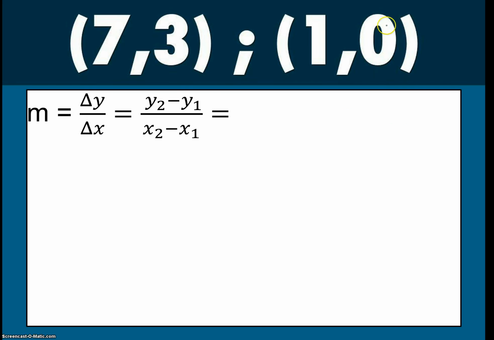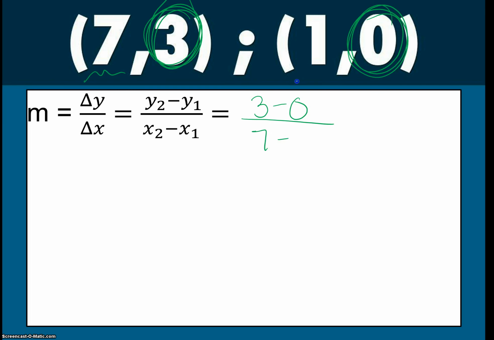Here's another ordered pair, change in y over change in x. You always want to make sure you start with the y values. So in this case, 3 minus 0 or 0 minus 3. I'm going to start with 3 minus 0 because it's easier. And then do 7 minus 1. 3 minus 0 gets me 3. 7 minus 1 gets me 6.